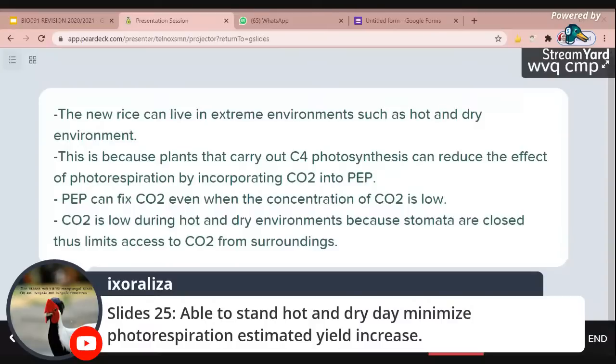Right, so jawapan estimated yield increase tu kenapa boleh you tulis, kerana this is rice. Okay, so if you can minimize photorespiration, you akan produce lebih banyak G3P kan? Okay, so you akan produce lebih banyak sugar. So lebih banyak sugar maksudnya lebih banyak carbohydrate yang you boleh produce lah. So the estimated yield akan increase. Other than that, it has been written down by your friend. It can fix CO2 efficiently lah, sebab dia pakai PEP.